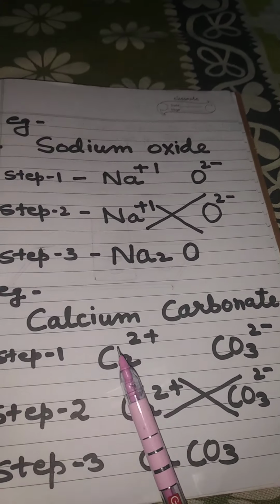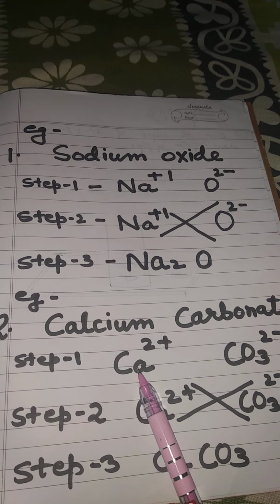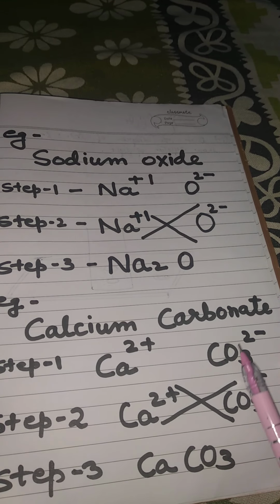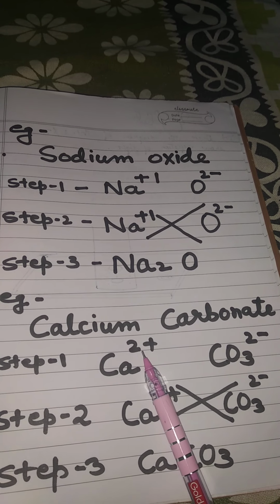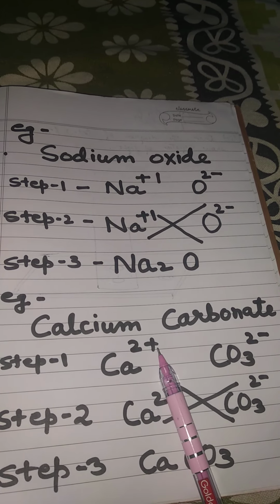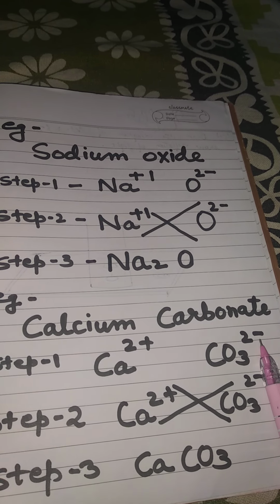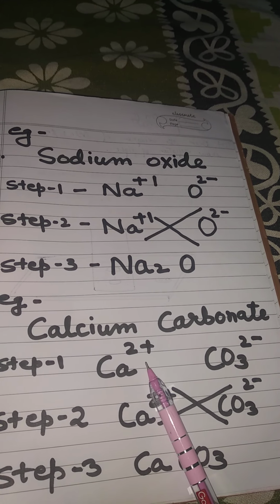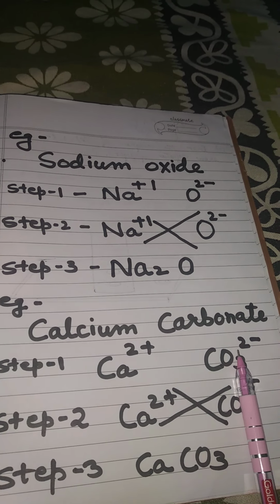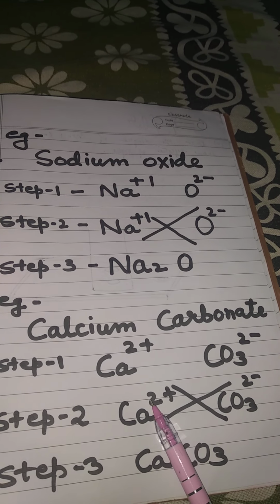Next example we will see is calcium carbonate. First we will write the symbol of calcium, Ca, and the carbonate symbol, CO3. Then we will write the charges present on them. Two positive charges on calcium and two negative charges on carbonate. So we are finding a common factor here. Both have the same number of charges, that is 2.